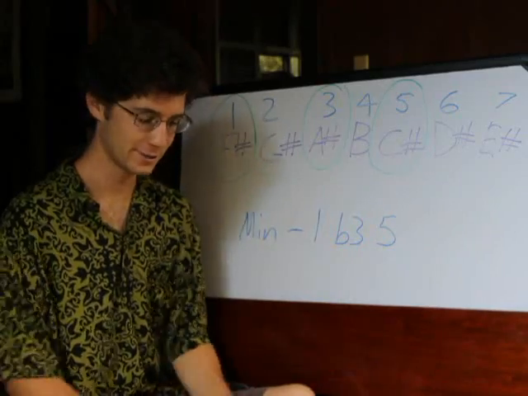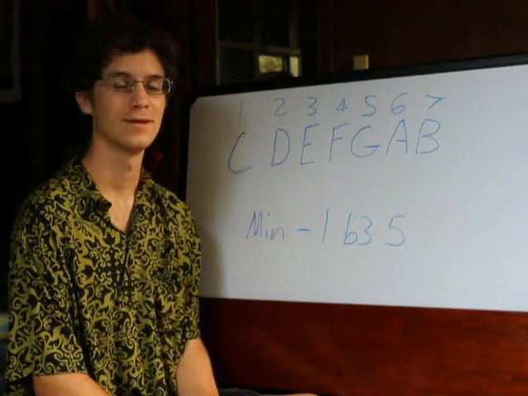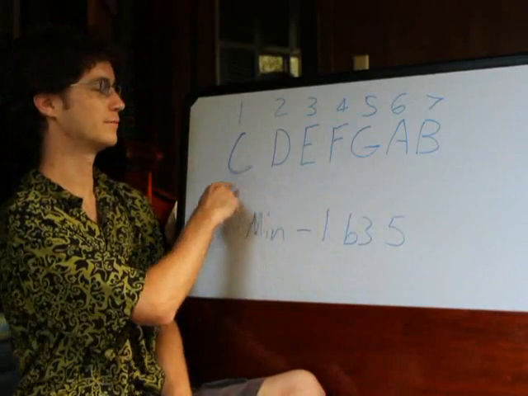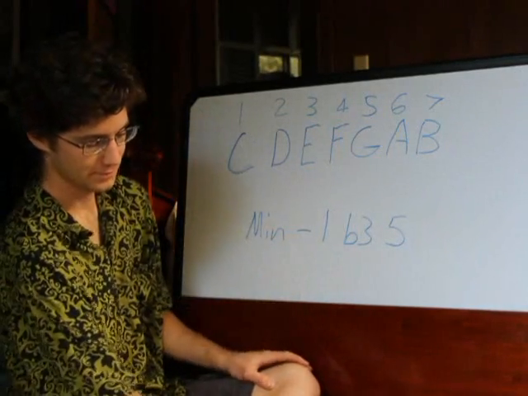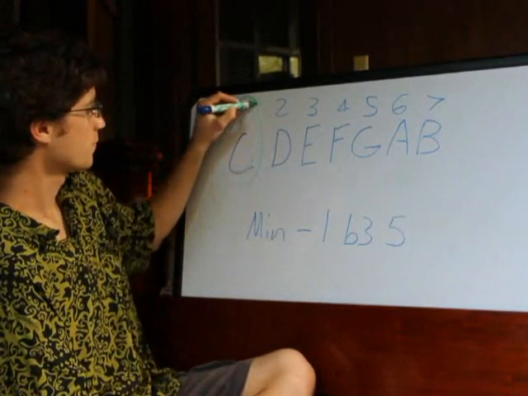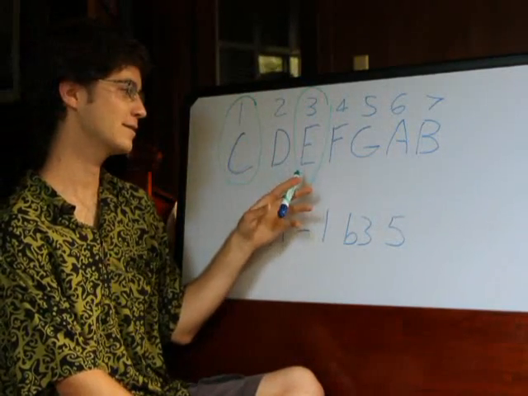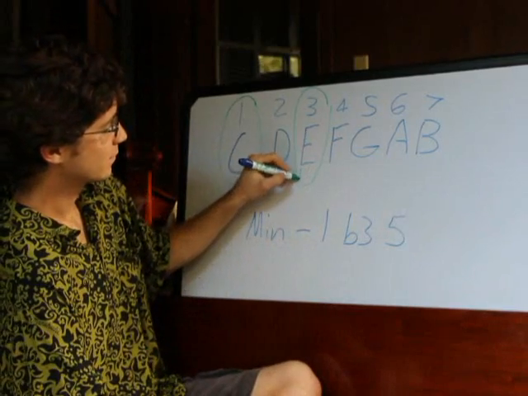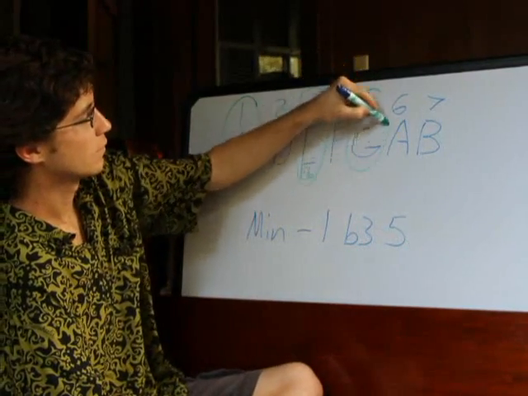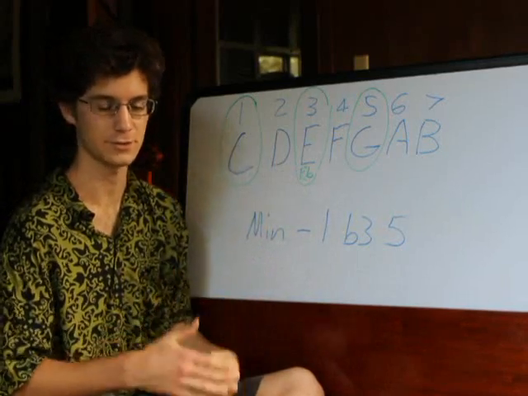Let's try one more minor. Let's try C minor. Okay, so we base it off of just a normal C major scale. Easy enough. So now we're going to have our 1, C, and then our flat 3, which is E, but we move it down, we flat the E, so it's E flat. And then the 5. So the only difference is just the E flat down from a C major.